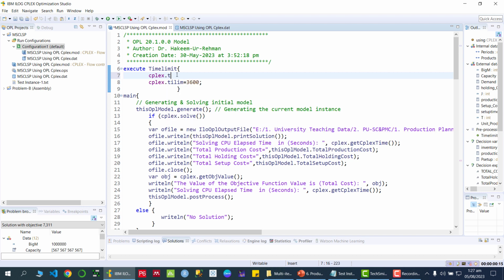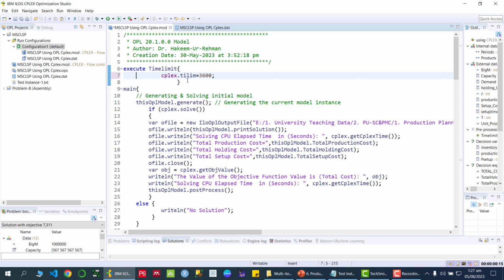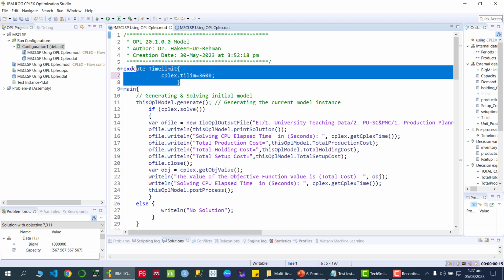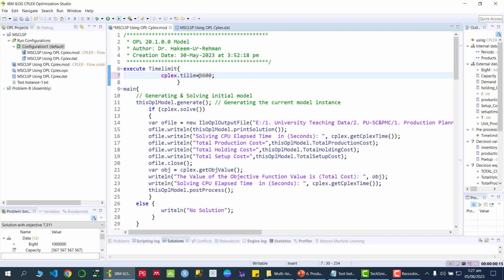So just write TILIM, which is the time limit, equal to, so how many seconds. Usually in the settings file I have mentioned seconds, so by default it is also seconds. You can mention the number of seconds over here. So if CPLEX is able to solve this problem within this time limit, fine, show me the results. If it is taking more than this time, just stop the solution and give me the result, whatever it has found within this time limit.